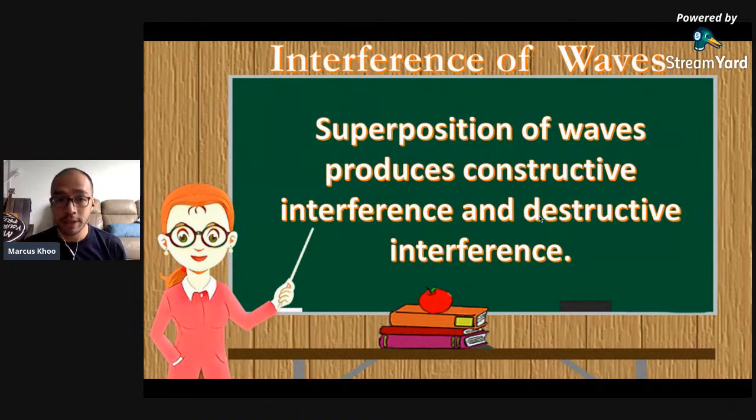Second word is the word superposition. So as I said just now, when we talk about interference, we don't say the waves interact actually. The waves don't interact, but actually the waves superposition. When the waves superposition, they will produce an interference, and there are two types of interference, which is constructive interference and destructive interference. Interference membina dan interference memusnah. So let me explain what constructive and destructive interference looks like.